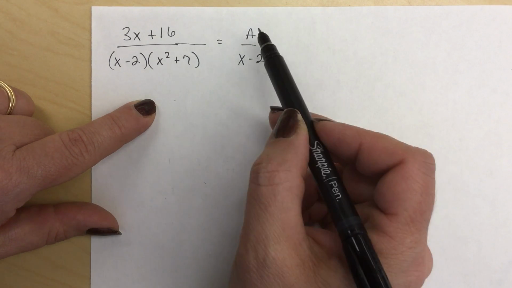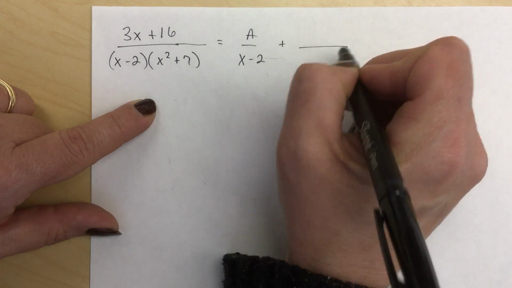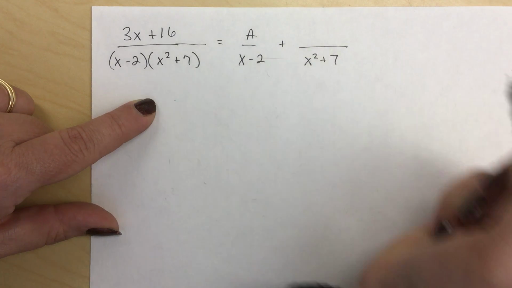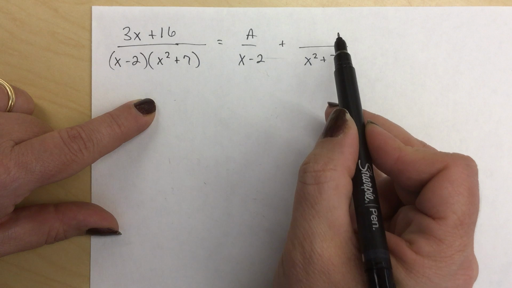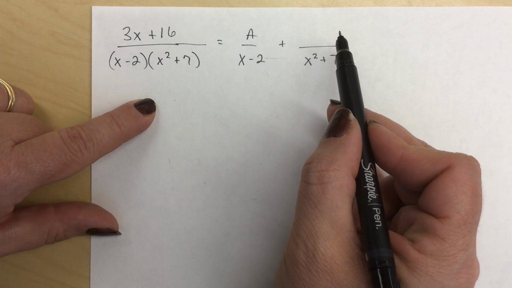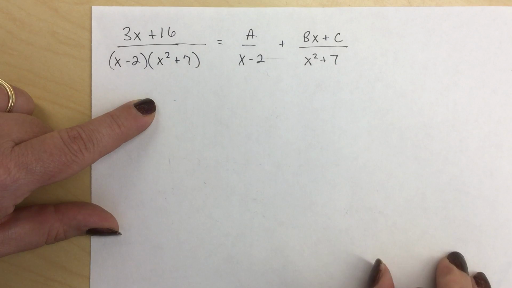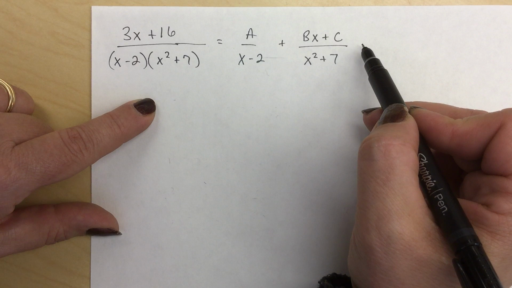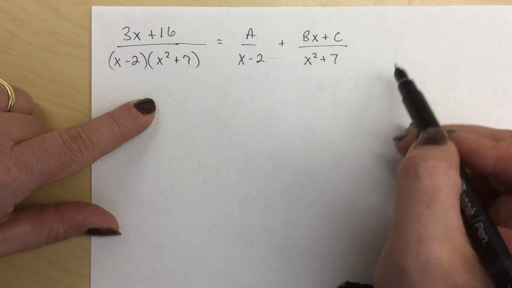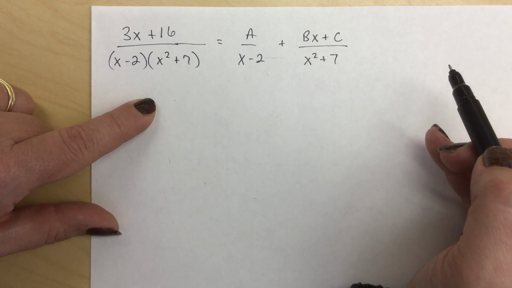It's like a line. So a is just going to be a number, a constant. But we have to put something over x squared plus 7. X squared plus 7 is a second degree. It's like a parabola. So bx plus c, exactly, because it could be like a line. So plus bx plus c. And if it was x squared plus 7 squared, I'd have to do plus dx plus e over x squared plus 7 squared. We could do so much algebra if we wanted to.